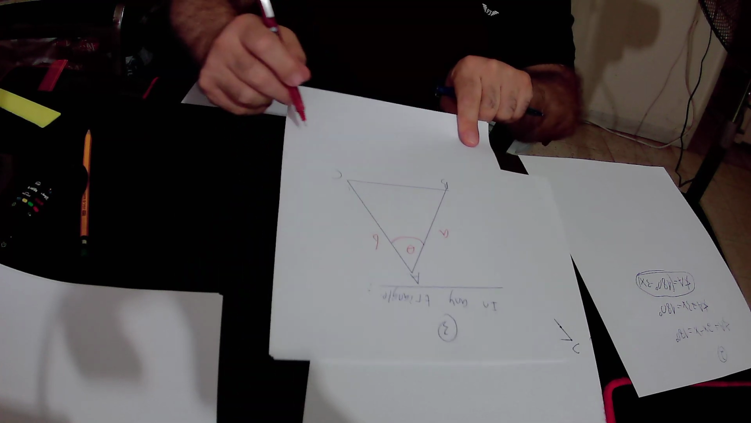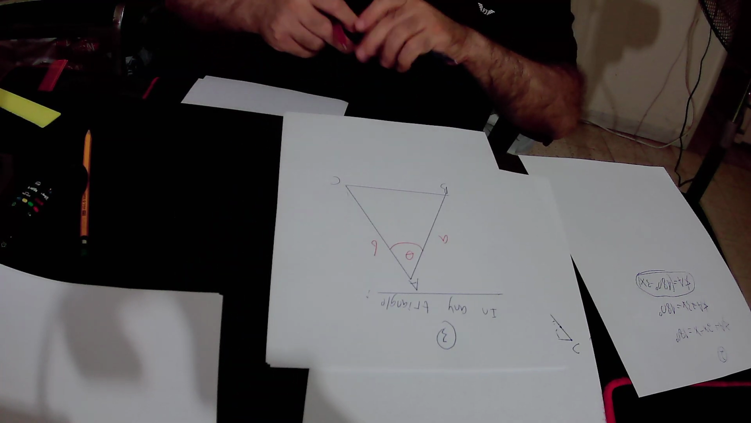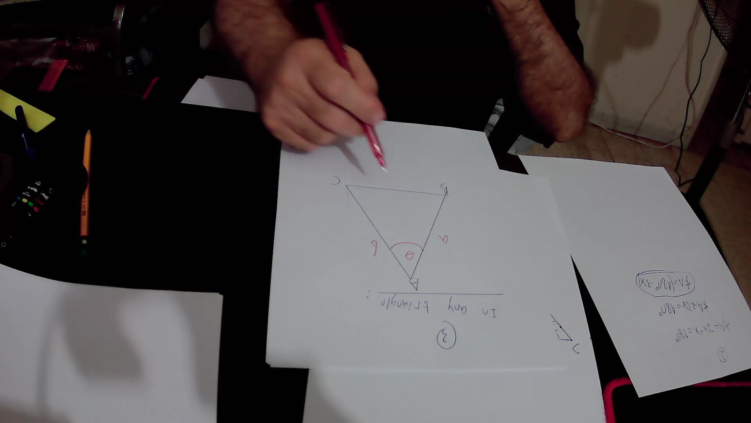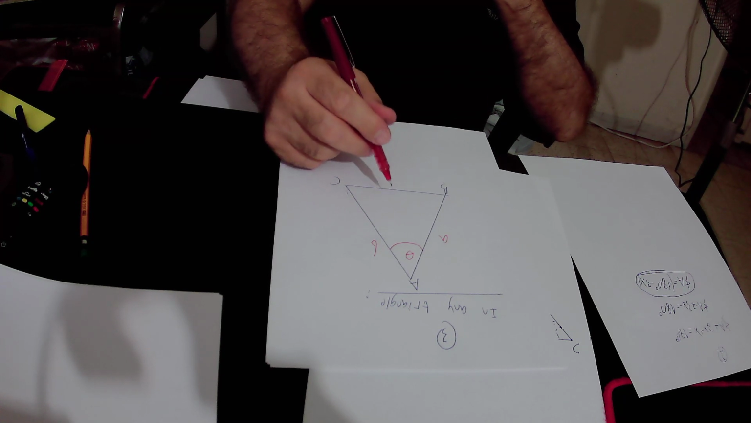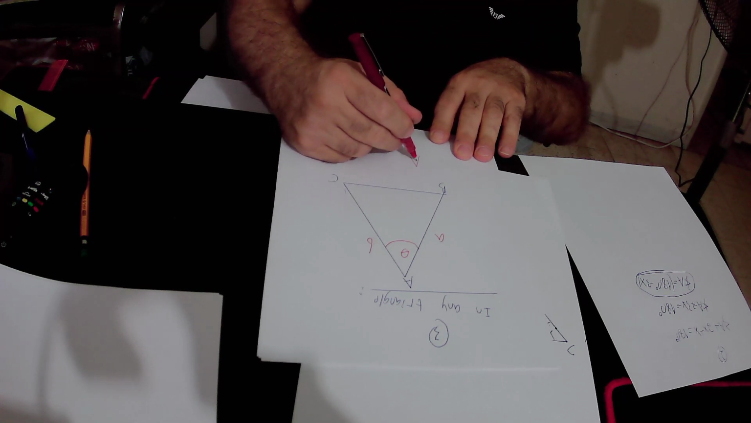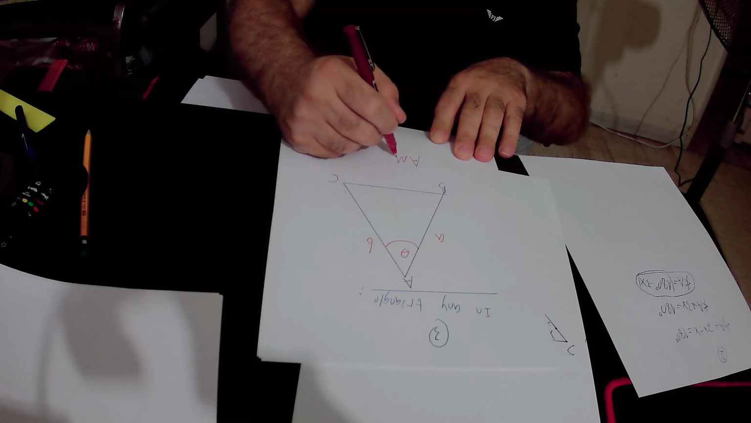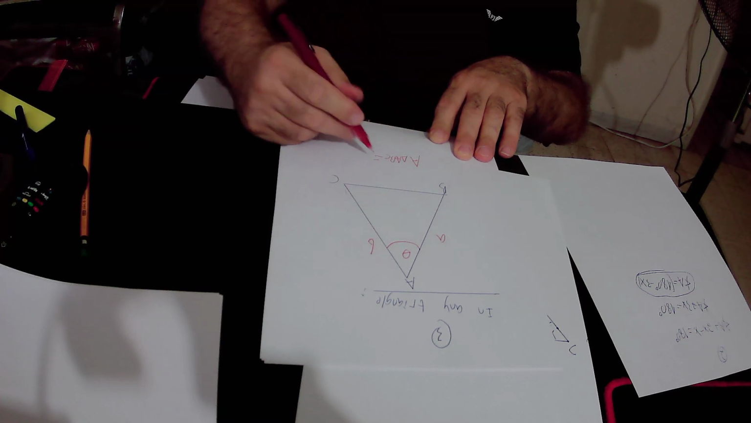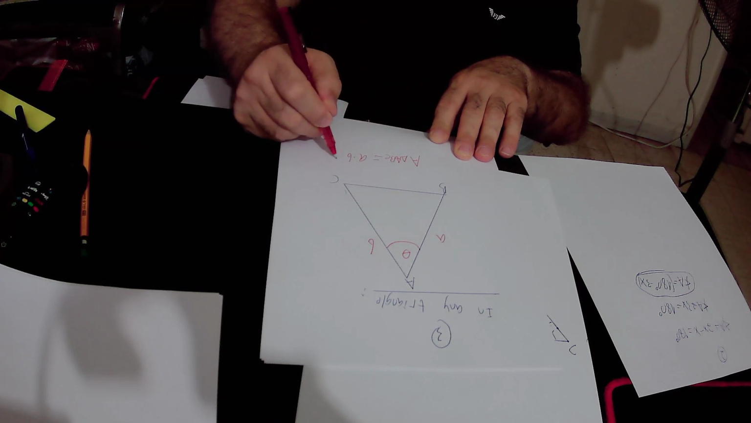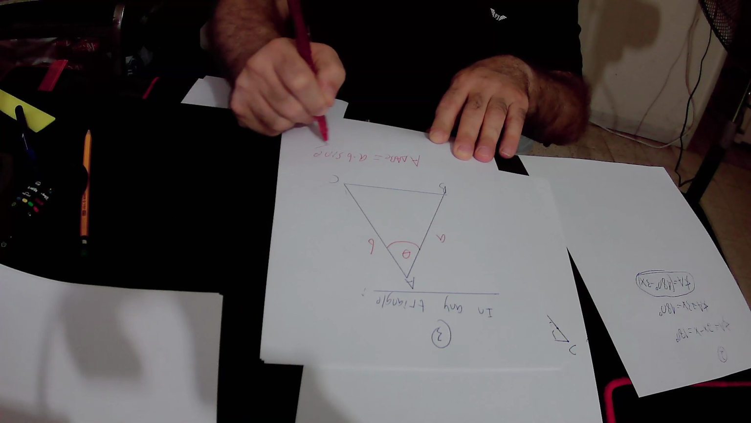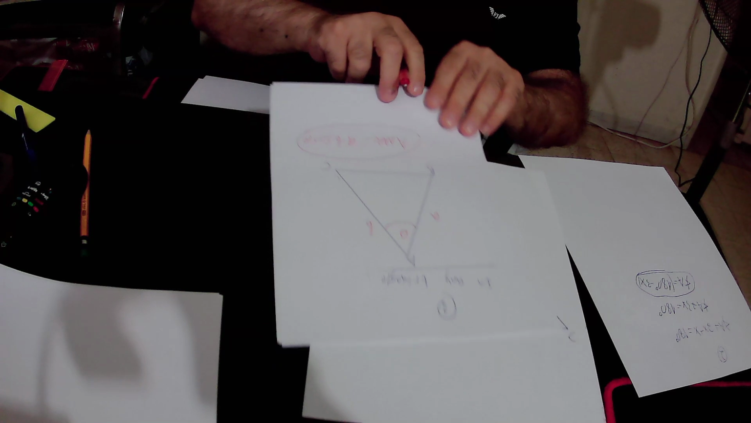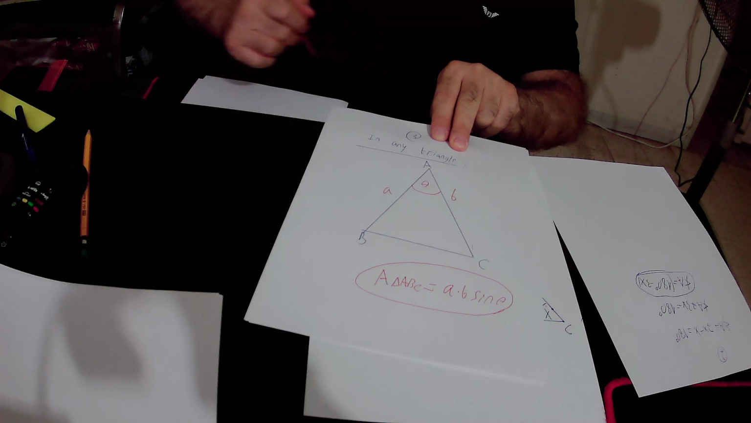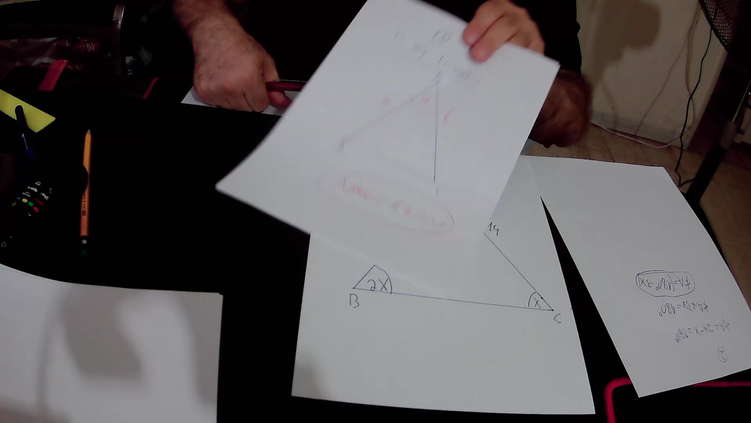Then, according to this rule, the area of triangle ABC, where A is the abbreviation for area, will be equal to a times b times sine theta. Again, the area of triangle ABC equals a times b times sine theta.